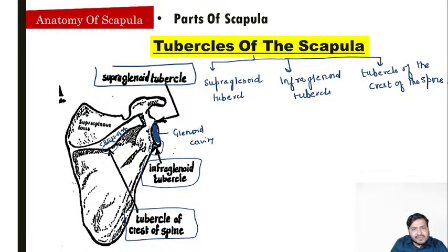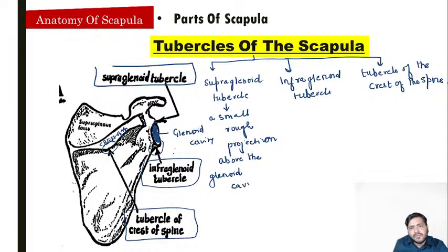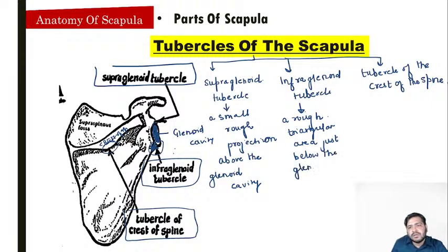Now guys, try to see that the supraglenoid tubercle is basically a small rough projection above the glenoid cavity. Coming on to the infraglenoid tubercle, remember guys that it is a rough triangular area just below the glenoid cavity.